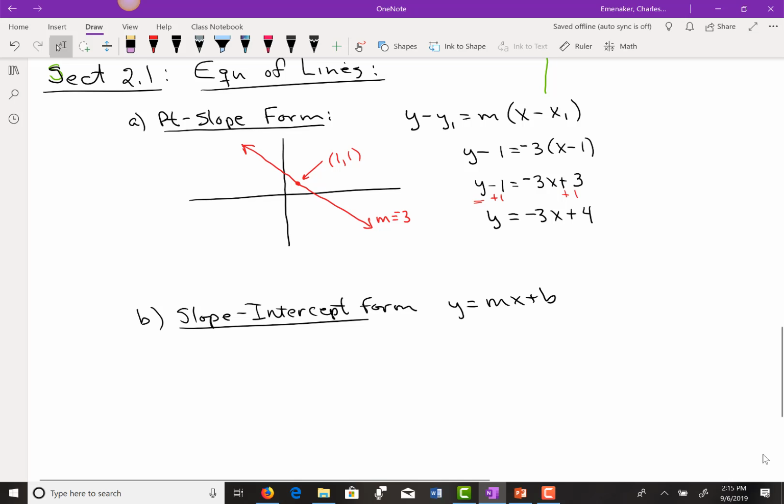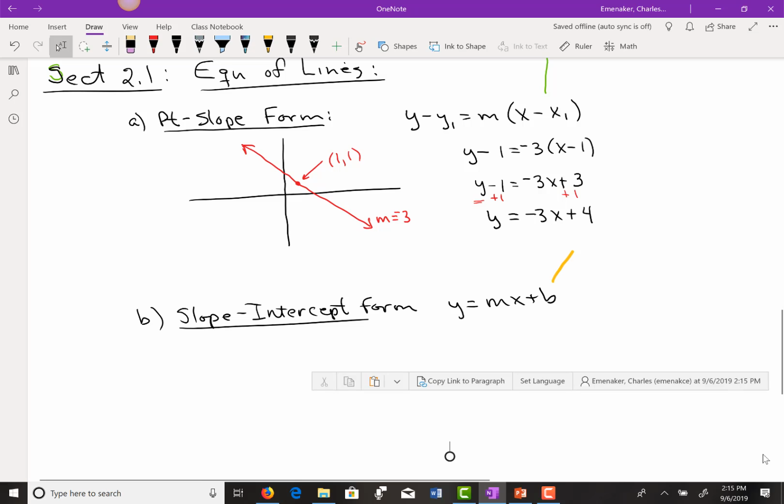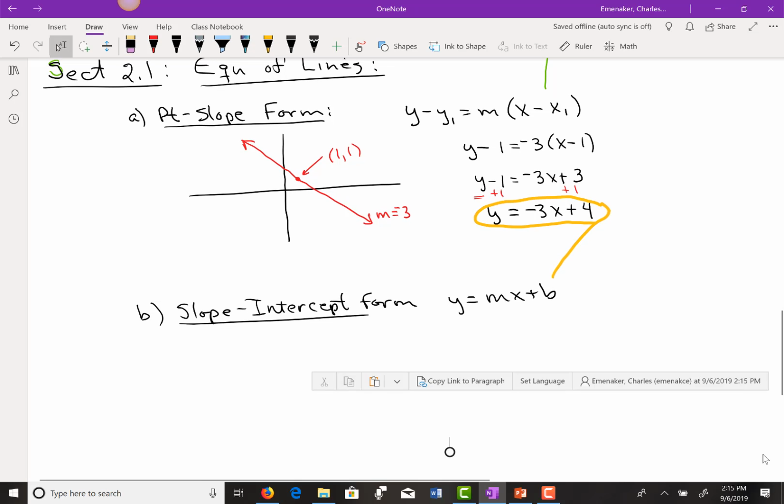Now, if we look at the equation up here, we can see the slope is -3. What is the y-intercept? 4. It goes through the y-axis at 4 when the x value is what? 0. Remember, when you're talking about the y-intercept, that's when the x value is 0.